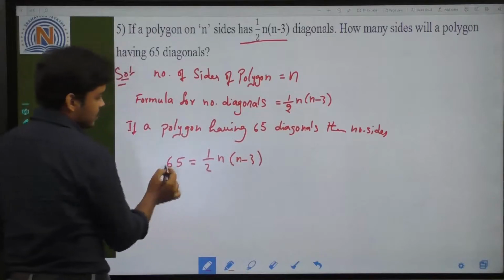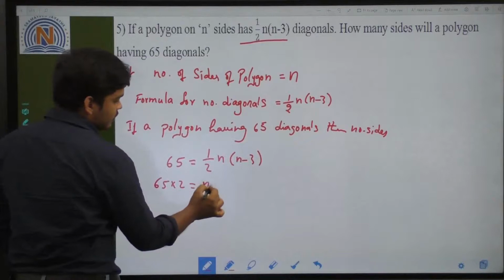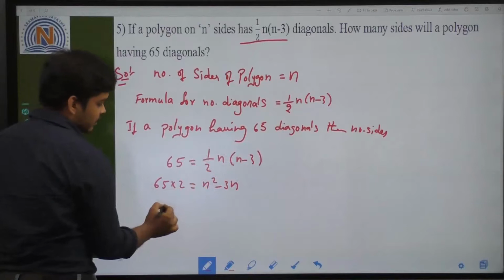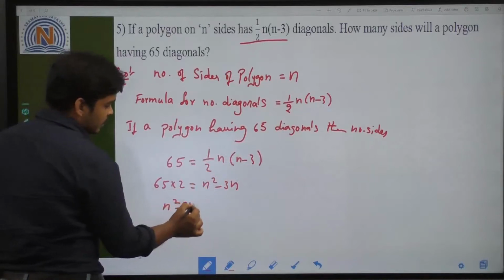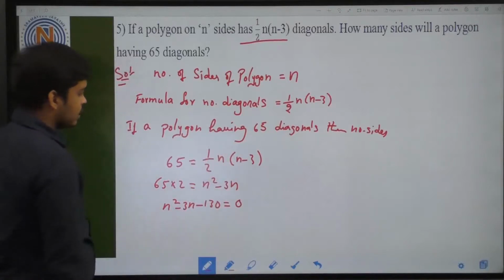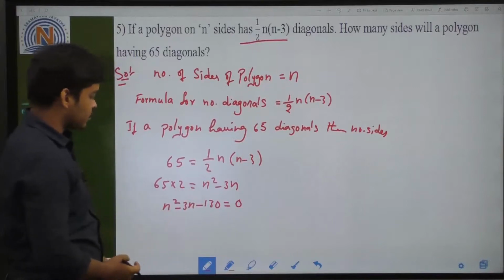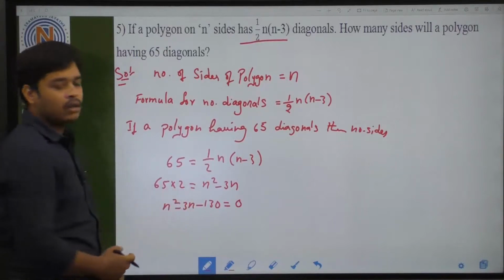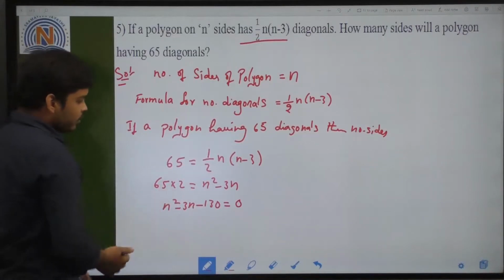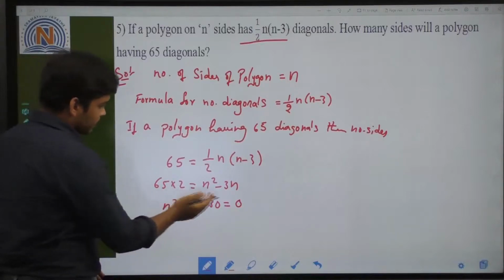Now if you simplify this, 65 into 2 is 130, and n into n − 3 is n² − 3n. Send to the other hand side, that is n² − 3n − 130 = 0. See here, n² − 3n − 130 = 0. So you can use the formula or the factorization method. Now I am doing factors of 130, right?